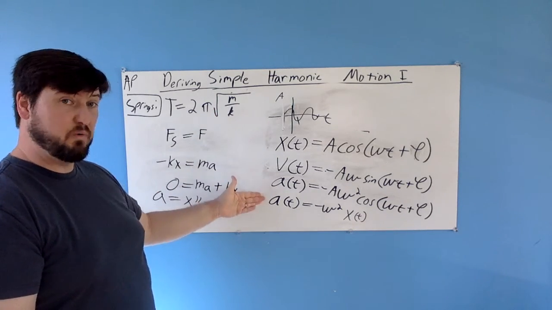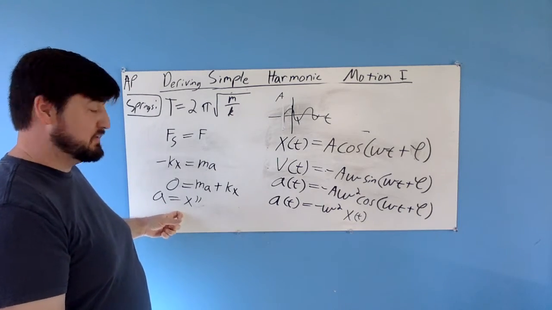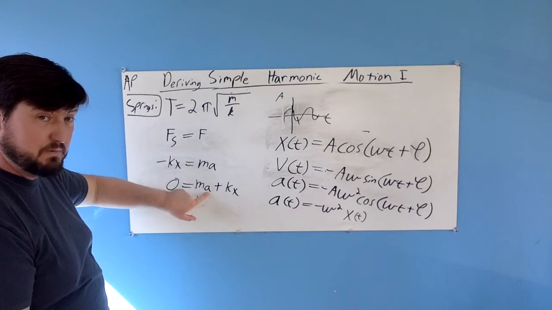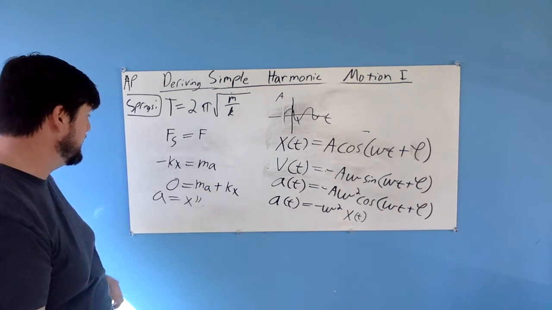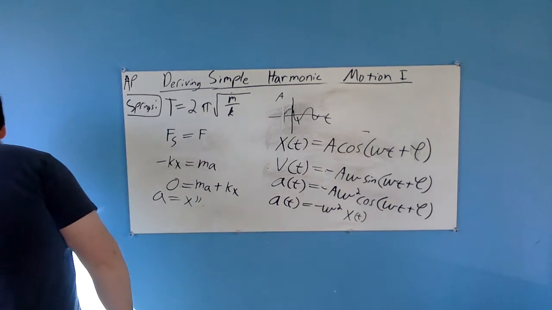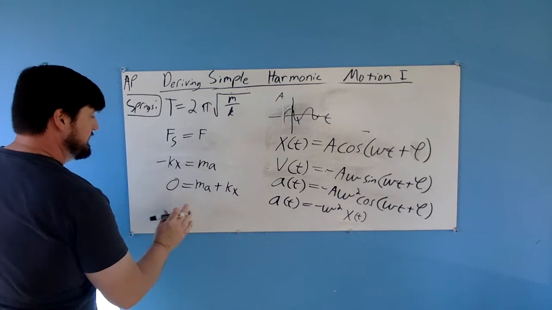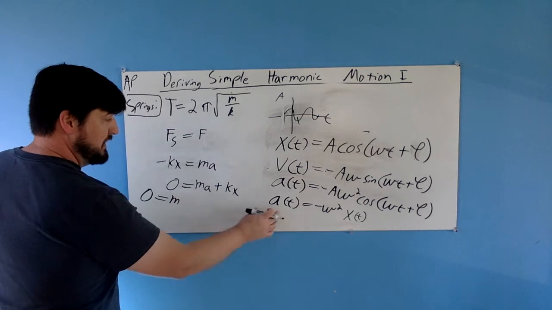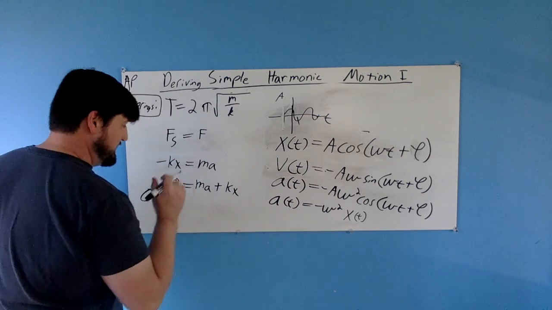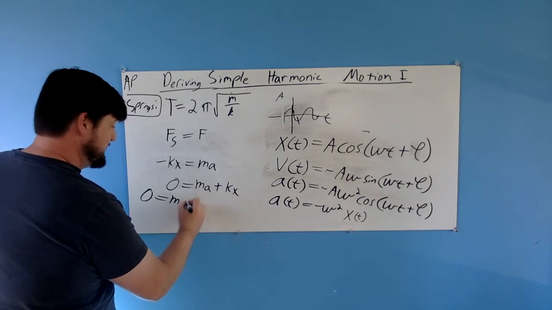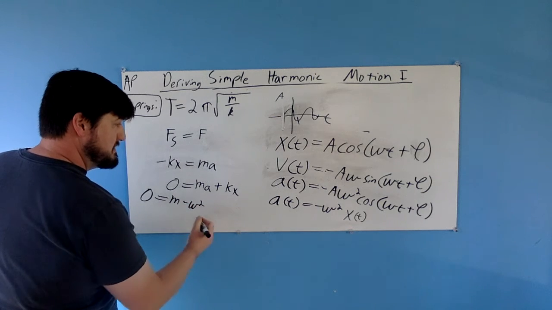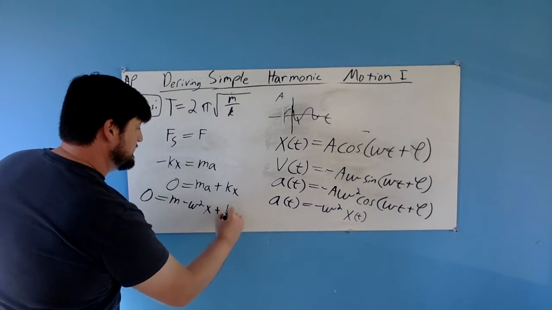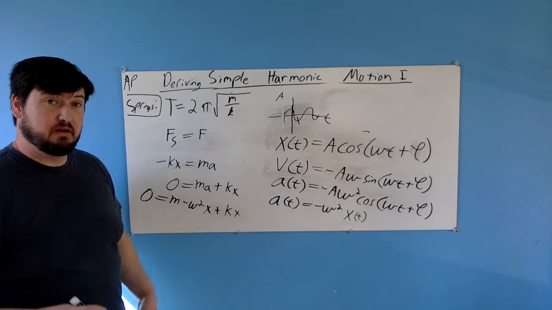Now we're going to use that, and we're going to come back into here, okay? So remember, a is x double prime, and that's what we've got to sub in. We've got to sub something in here, okay? So now, that's what we do next. Okay, so let's come back to here. 0 is equal to, instead of ma, I'm going to plug this in place of a. So it is m times negative omega squared x, okay, plus kx.